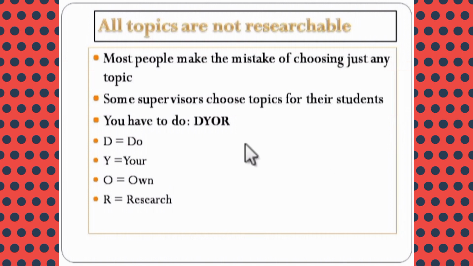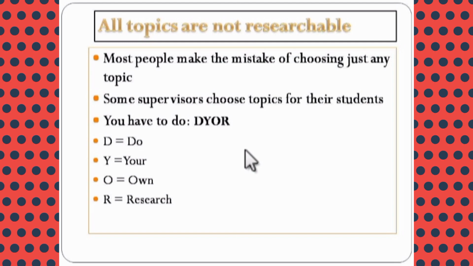So let's get in. Not all topics are researchable, like I said earlier. Most people just wake up and decide to take a topic and research on it. For those still carrying out their undergraduate or postgraduate project, they may just go to their supervisor and give the supervisor just any topic. But it is not done like that. Some supervisors also have the habit of choosing topics for their students. They just pick a topic and give it to their students to research on, which is not supposed to be so, because a topic that a student does not have the capacity or capability to research is going to be problematic for both the student and the lecturer.